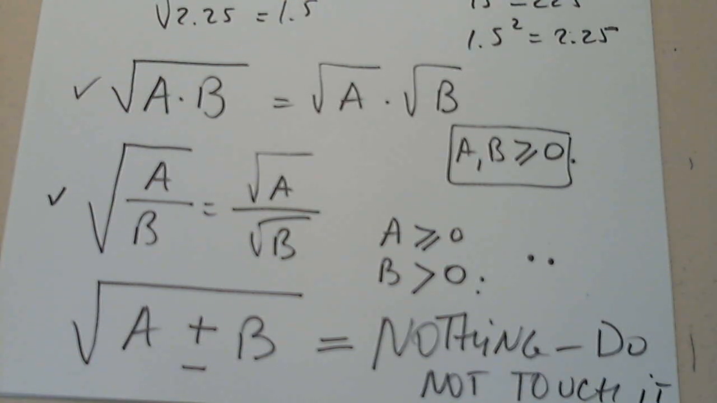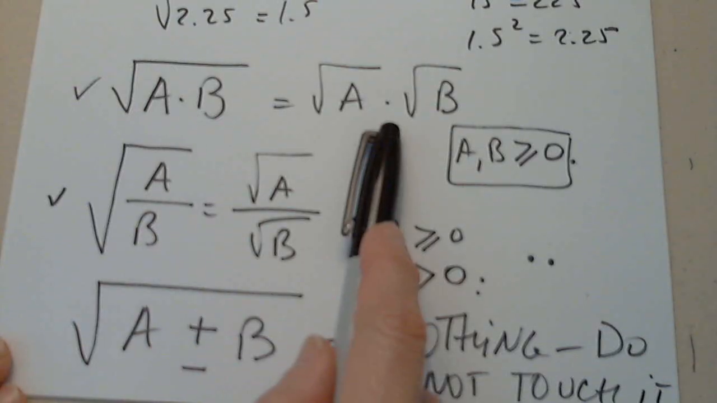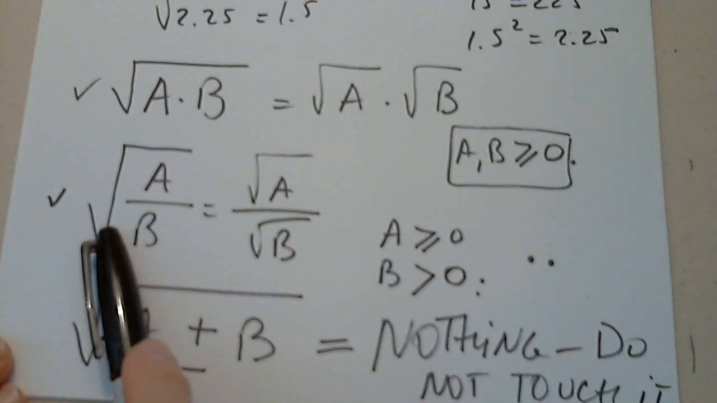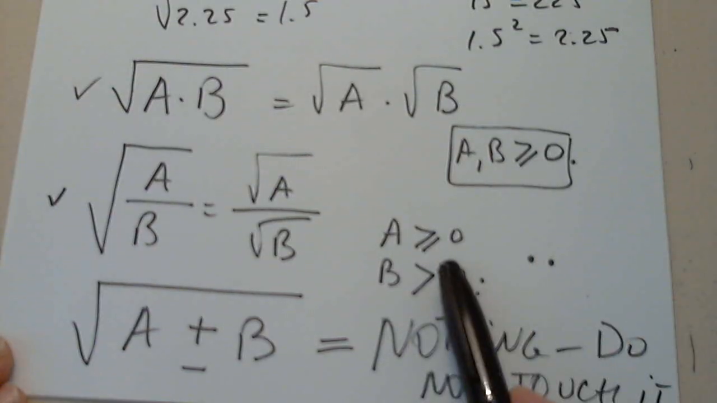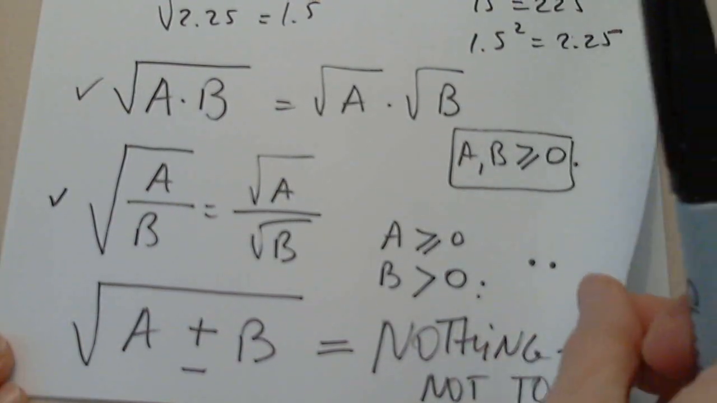Sum or difference of terms, two or more, you cannot touch it. This is it. It's carved in stone. Unless you can add them or subtract them. But if they're not given to you, you cannot touch this. So the product can be broken up. The ratio can be broken up, assuming these conditions are fulfilled. But the sum or the difference, never.